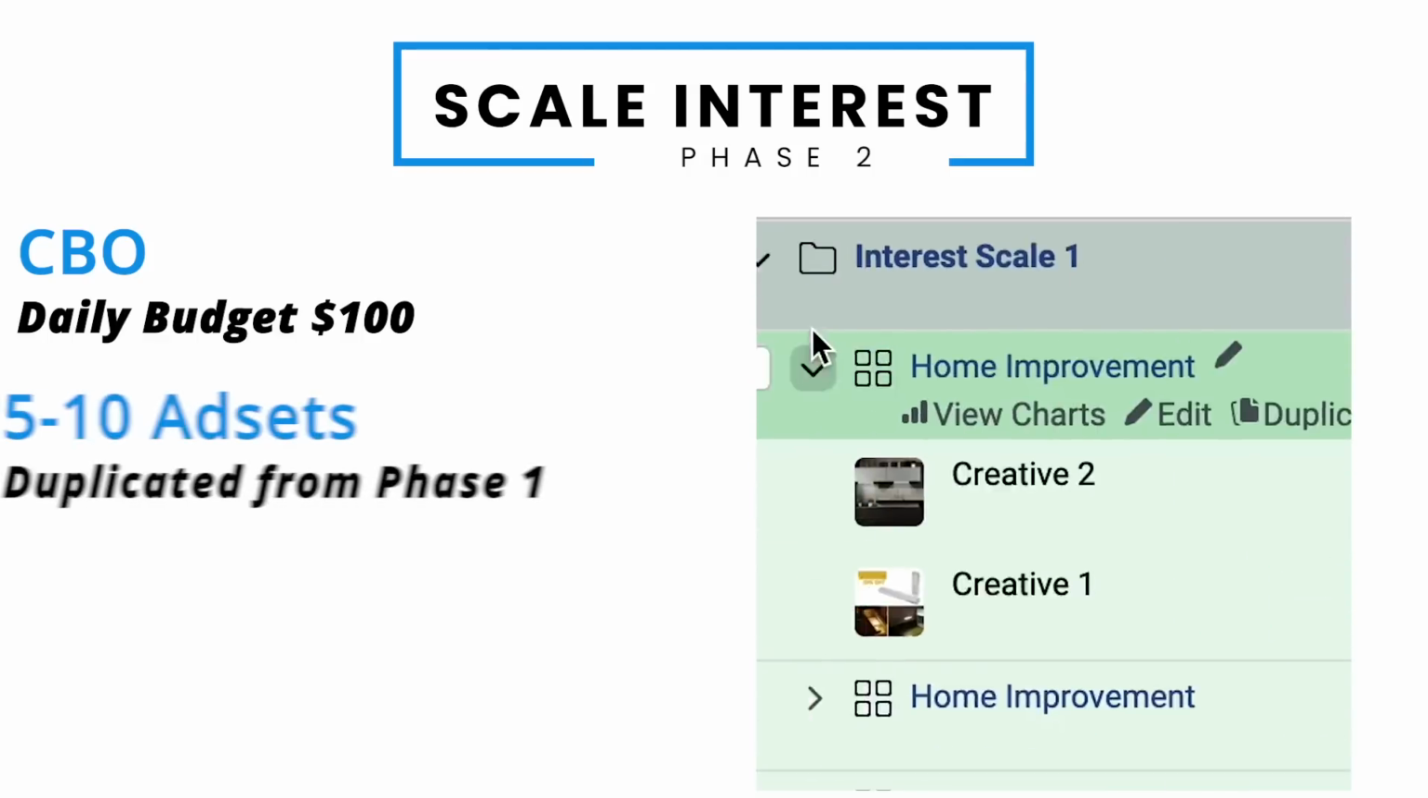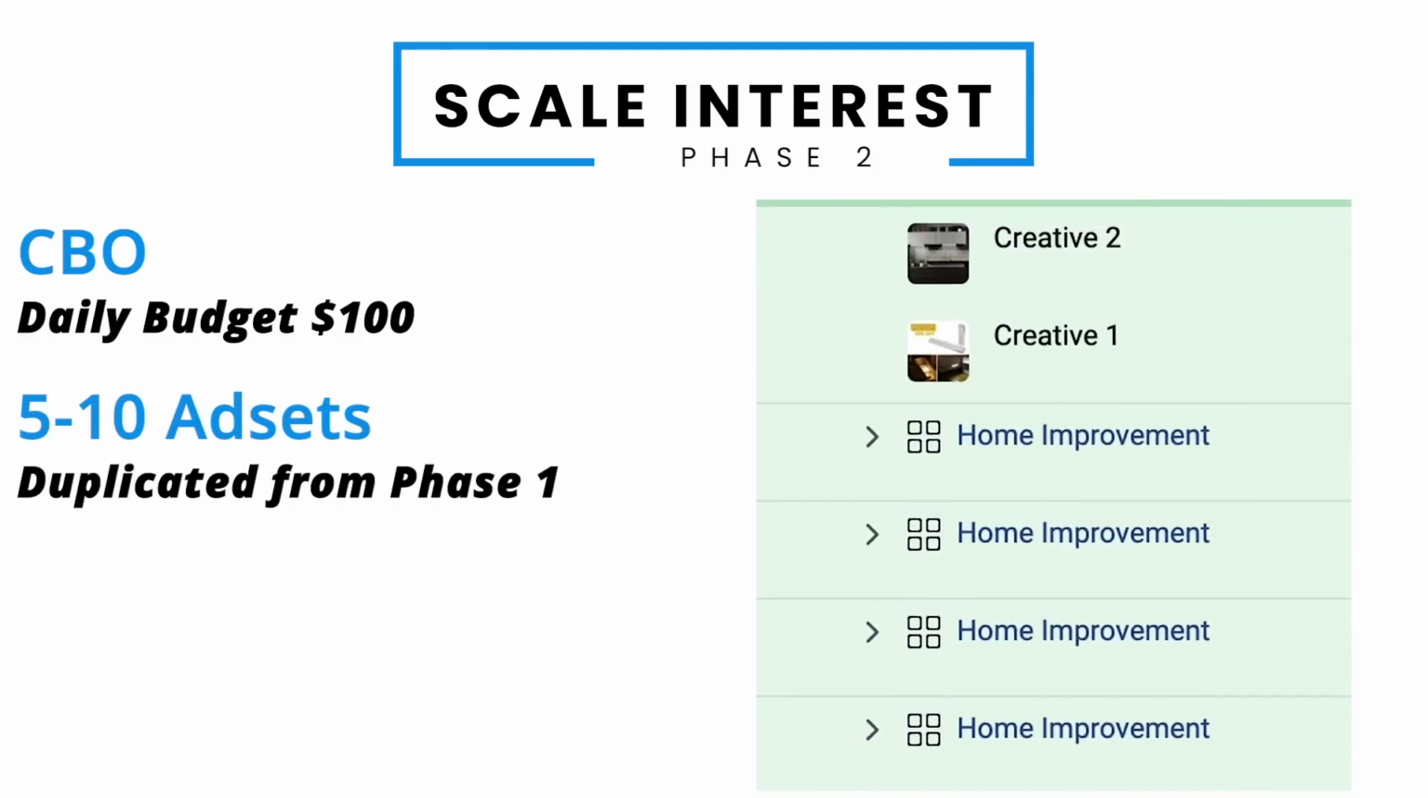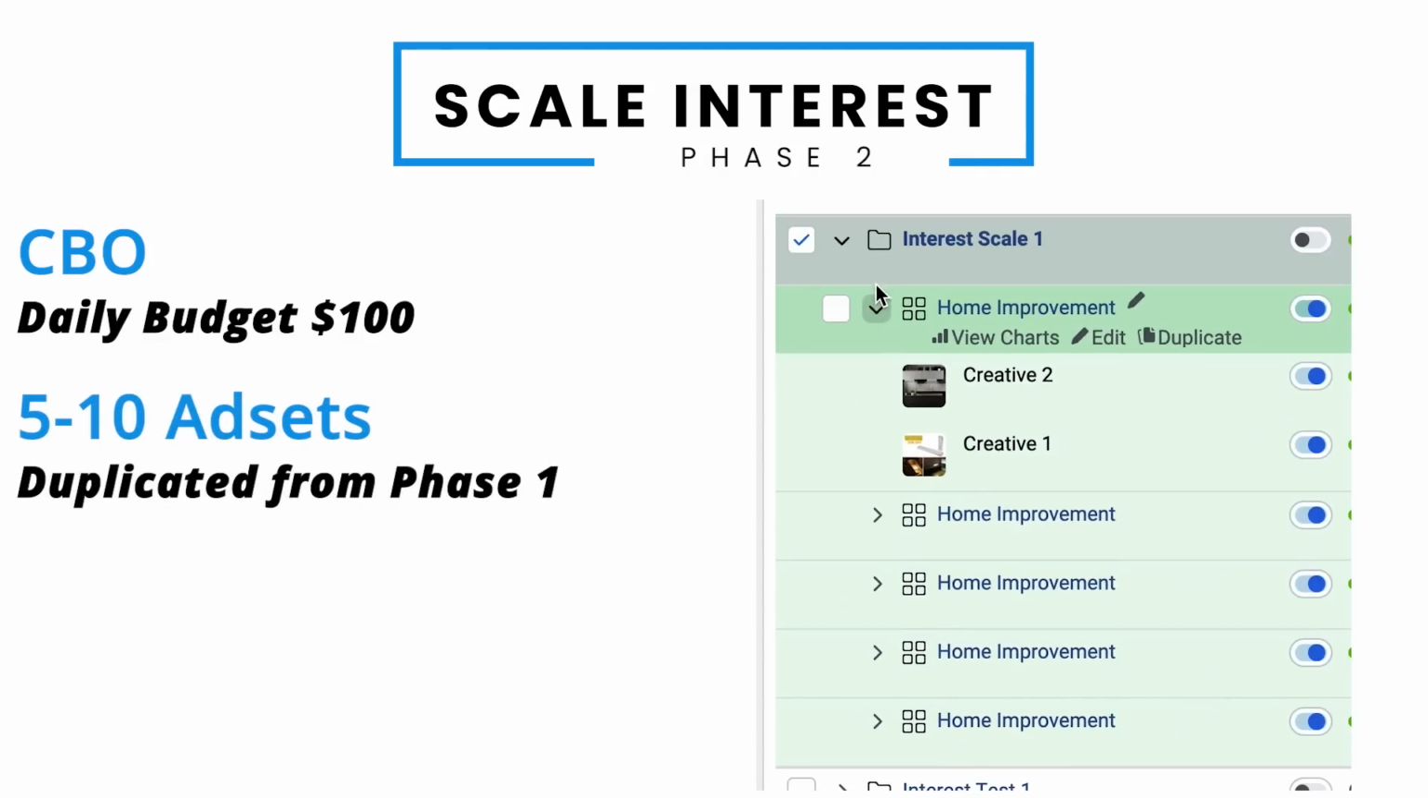Then duplicate the winning ad sets from phase 1 into your new campaign so that you have 5 to 10 ad sets inside your new campaign. If you only had one profitable ad set in phase 1, then duplicate it 5 times. If you had 2 winning ad sets, then duplicate them 4 times each. If you have 3 winning ad sets, then duplicate them 3 times each. If you have more than 3, then choose your best 3 ad sets and duplicate them 3 times.